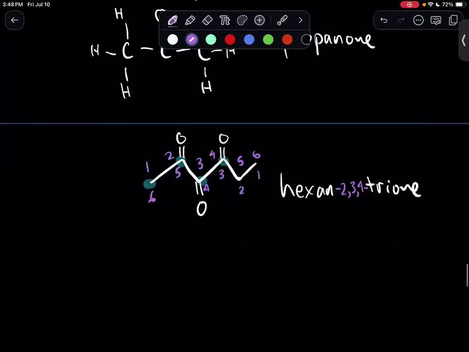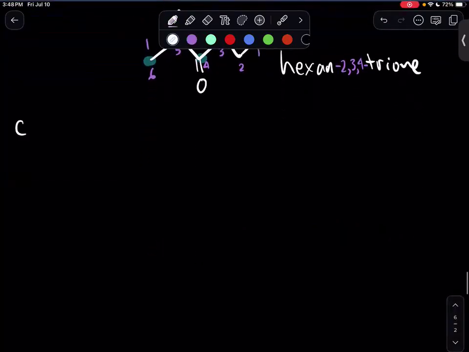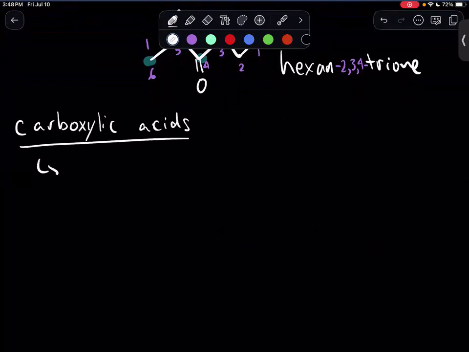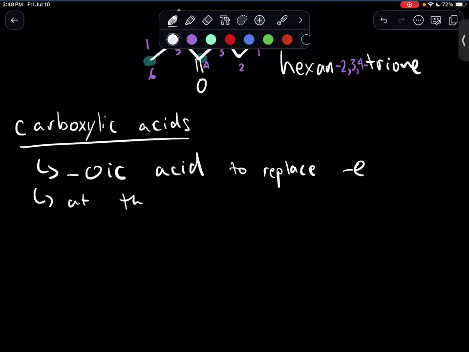All right, we have 2 more classes left. This is going to be carboxylic acids. Now, we use the suffix oic acid to replace the E. That looks like a C, to replace the E. And again, this is at the end, therefore no numbers.